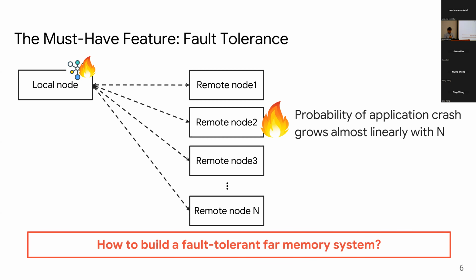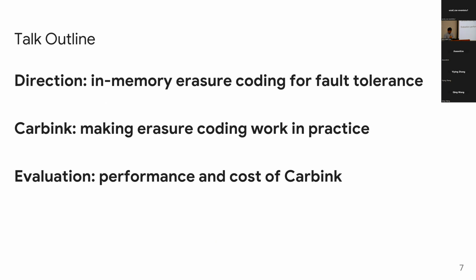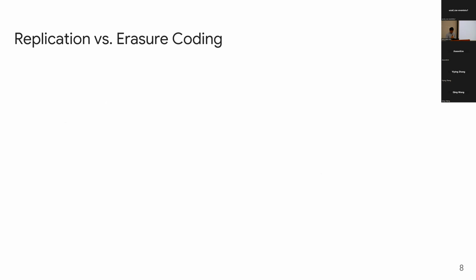How do we build a fault-tolerant far memory system? Here we assume fail-stop faults and no partial network failures, because we basically assume the far memory system is normally deployed within a single cluster or even single rack with reliable networks. But even under this assumption, it is still hard to achieve efficient fault tolerance, as we will show later. So in this talk, I will first go through why we think in-memory erasure coding is a good direction to go. Then I will present how Carbink makes erasure coding work in practice for far memory systems. Finally, we will evaluate the performance and cost.